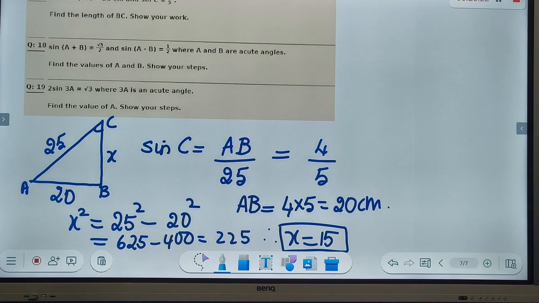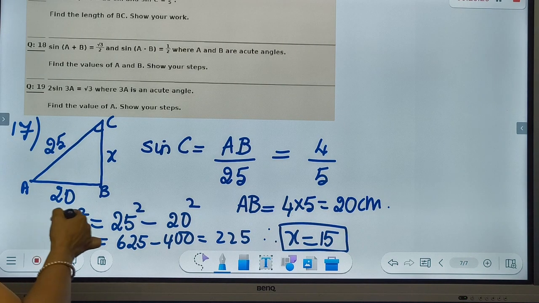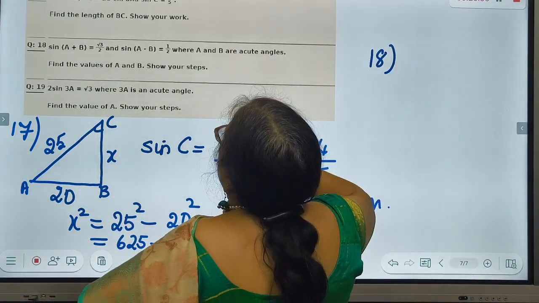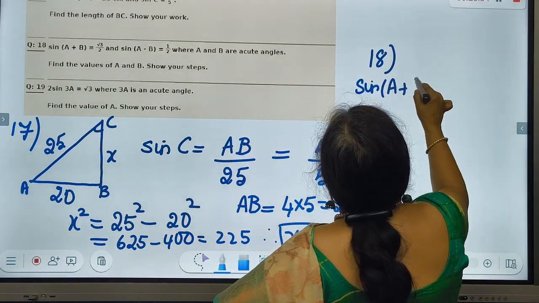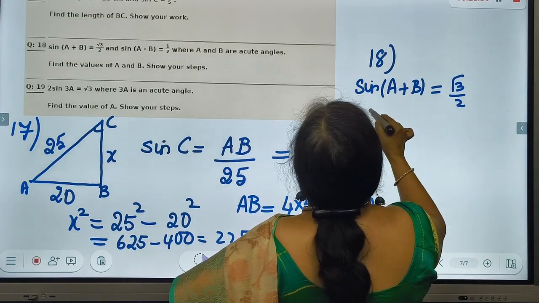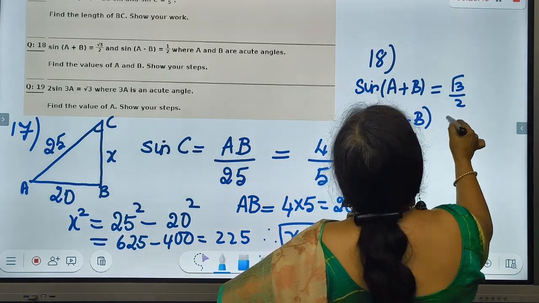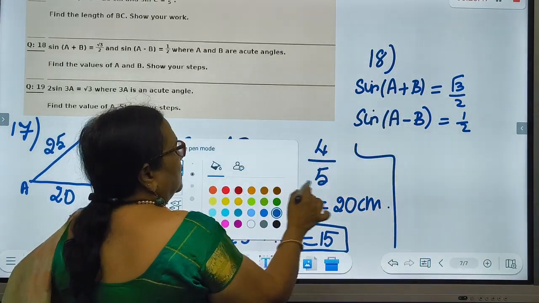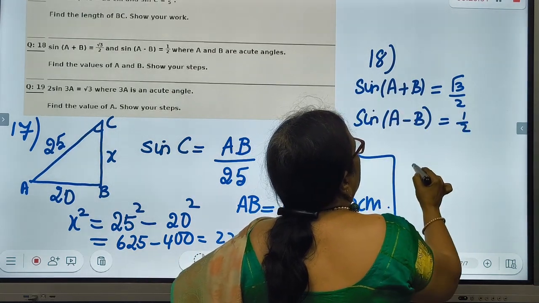Next question, question number 18. This was the 17th question, and now question number 18. If sine of a plus b is root 3 by 2, and sine of a minus b is half.